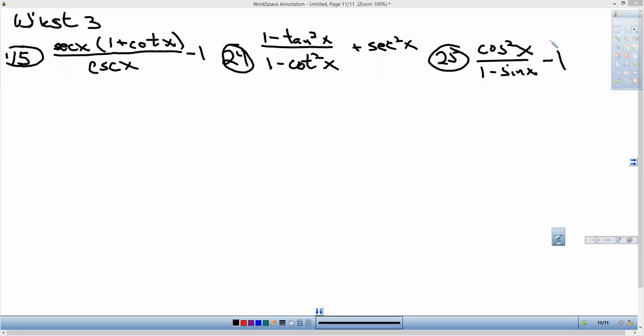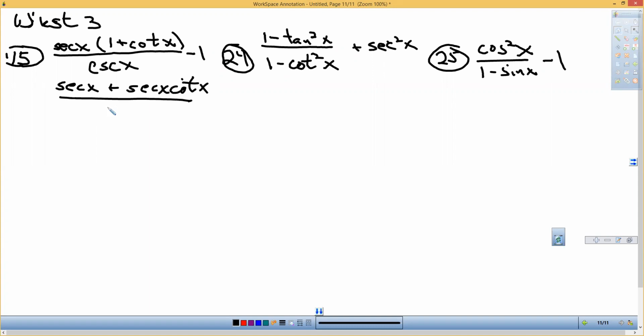All right, I got these three problems I'm going to do from worksheet 3. This first one over here, I'm going to take and distribute secant. So I'm going to get secant x plus secant x cotangent x all over cosecant x, and then a minus 1.